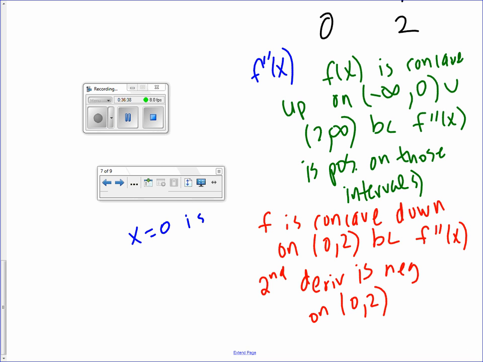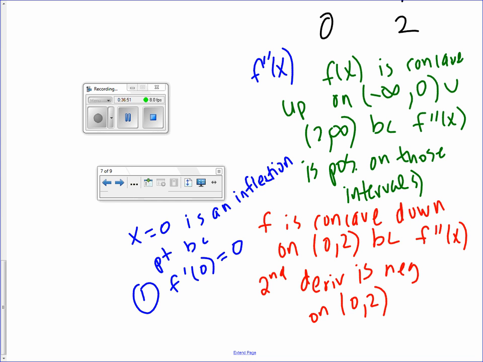So x equals 0 is an inflection point because there's two criteria. Criteria 1, f prime of 0 equals 0. It was one of our critical points. And then our second criteria is that f double prime changes sign at 0. Both criteria have to be met to be an inflection point. So 0 is the only point of inflection.